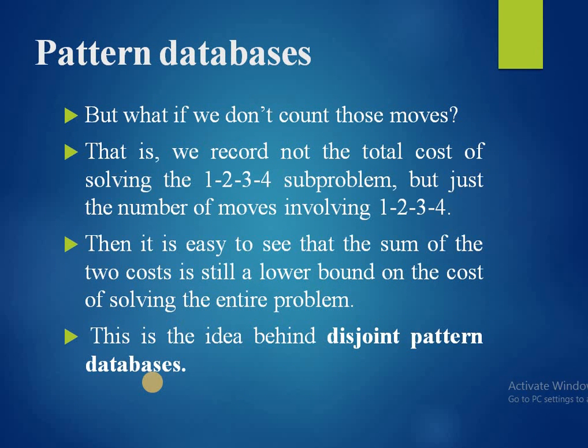But what if we don't count those moves? That is, we record not the total cost of solving the 1, 2, 3, 4 subproblem, but just the number of moves involving 1, 2, 3, 4. Then it is easy to see that the sum of the two costs is still a lower bound on the cost of solving the entire problem. This is the idea behind disjoint pattern databases.